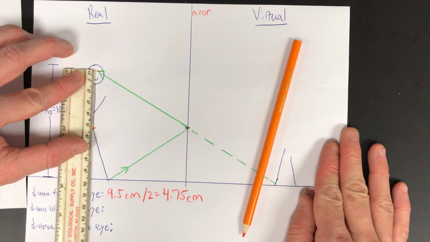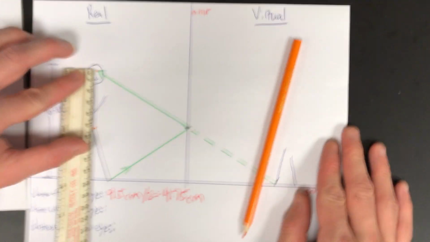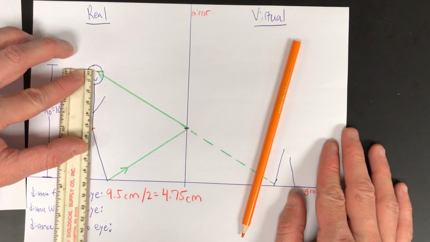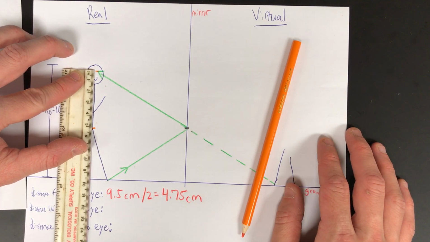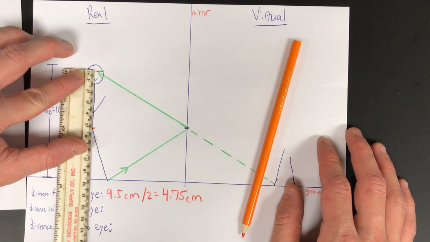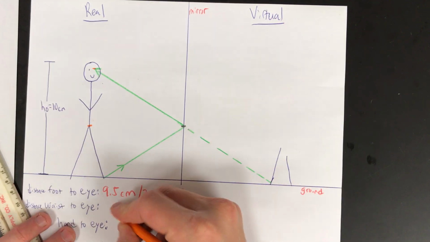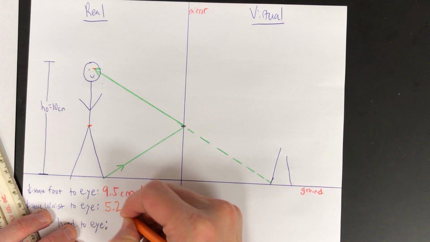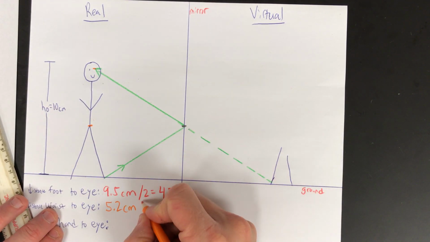Now your number is going to be different. Don't just use my number. Use whatever number you get for your diagram. If you use my numbers, your diagram is going to come out wrong. Okay, 5.2 is what I got. So I'll write that. 5.2 centimeters from the waist to the eye.